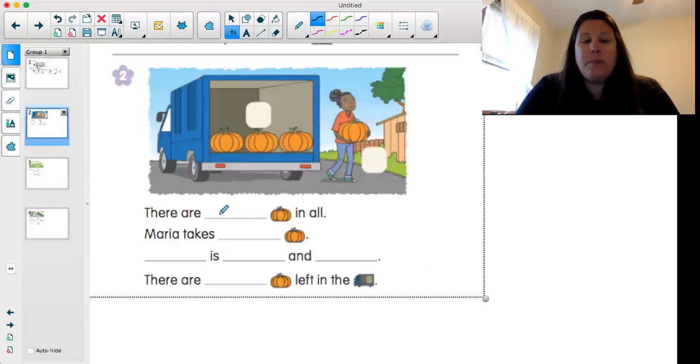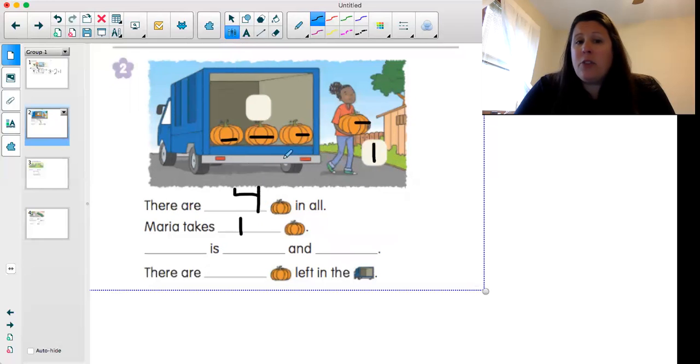Let's try another one. Okay, this one's about pumpkins. So we want to know there are blank pumpkins in all. How many pumpkins do we have in all together? We have 1, 2, 3, 4. There are 4 pumpkins in all. Maria takes, how many did Maria take? She takes 1 pumpkin. How many are left in the truck? Let's count it. 1, 2, 3.